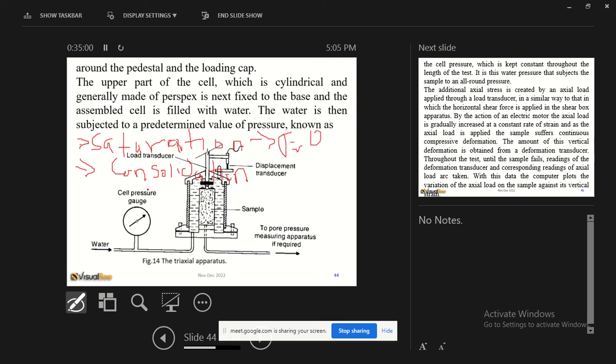All right. Consolidation: you apply a pre-consolidation pressure, some stress, related to the 1D consolidation test. Then, once you finish consolidation, you can go to shearing.